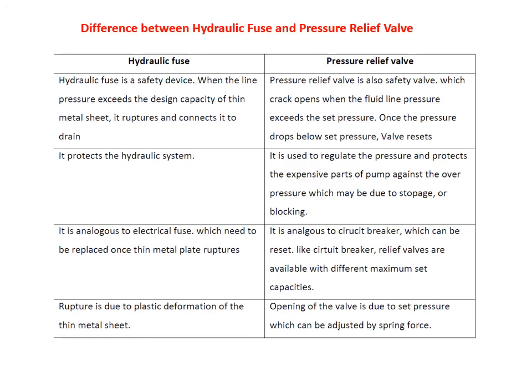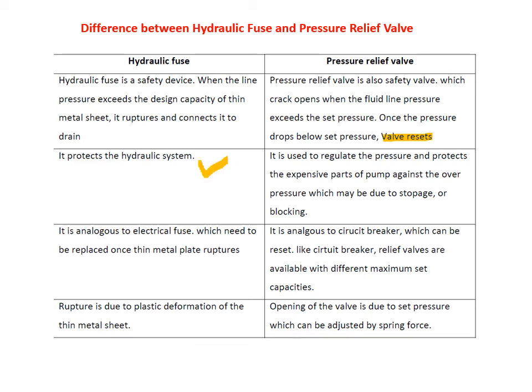But there is a difference between a hydraulic fuse and a pressure relief valve. Since we already studied the pressure relief valve, there is a slight difference between these two. The hydraulic fuse is a safety device, and when the line pressure exceeds the design capacity of the thin metal sheet, it ruptures and connects the line to the drain. Whereas the pressure relief valve is also a safety valve which cracks open when the fluid line pressure exceeds the set pressure. Once the pressure drops below the set pressure, the valve resets. That is the major difference: a pressure relief valve can reset automatically, whereas a hydraulic fuse you need to replace.